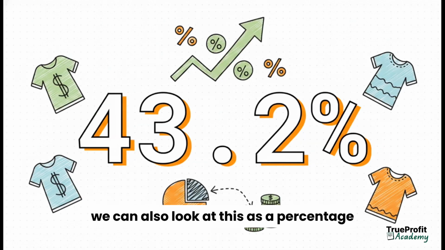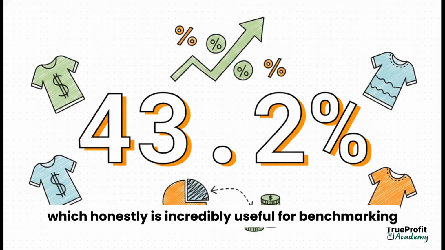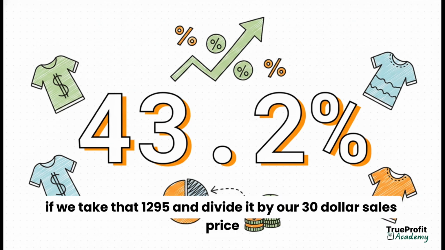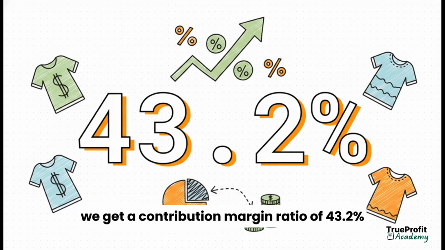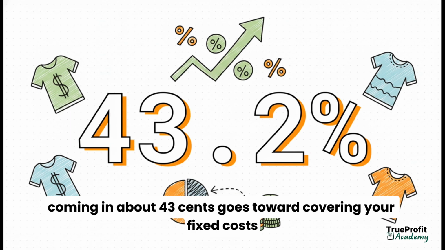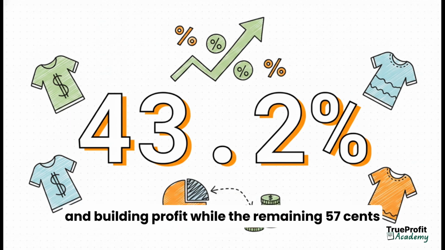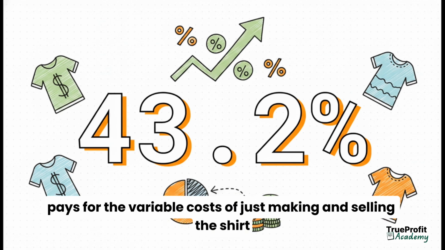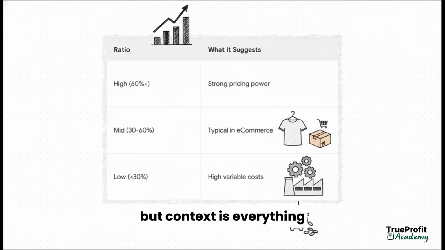We can also look at this as a percentage, which honestly is incredibly useful for benchmarking. If we take that $12.95 and divide it by our $30 sales price, we get a contribution margin ratio of 43.2%. All this means is that for every single dollar of t-shirt sales coming in, about 43 cents goes toward covering your fixed costs and building profit, while the remaining 57 cents pays for the variable costs of just making and selling the shirt. But context is everything, so you might be wondering, is 43.2% actually any good?